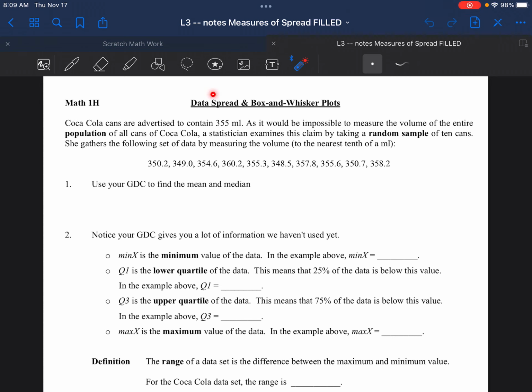What we're going to talk about today now is the spread of data, how to measure that, and specifically this type of visual called a box and whisker plot, which is going to show us how a set of data is spread out. Okay, so if you read this first question, I'll give you a second to read this here, but it should be asking things that we covered last class.